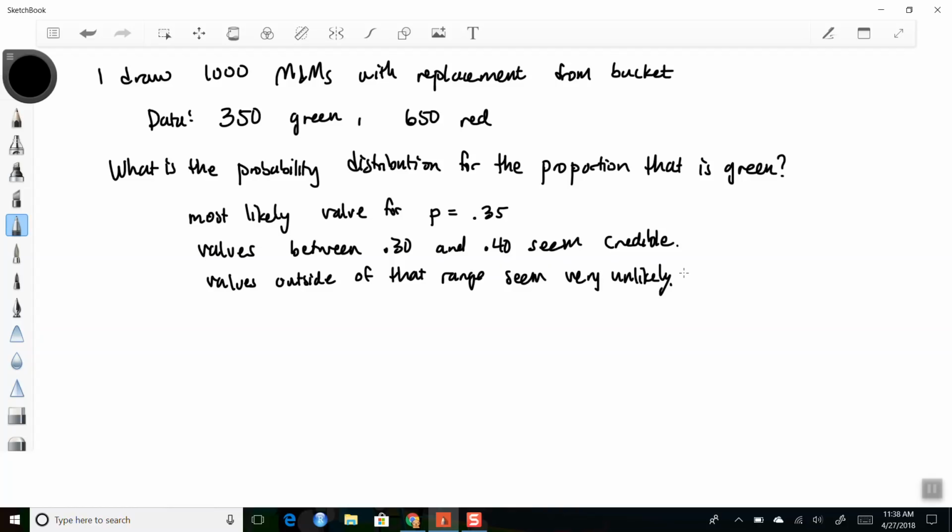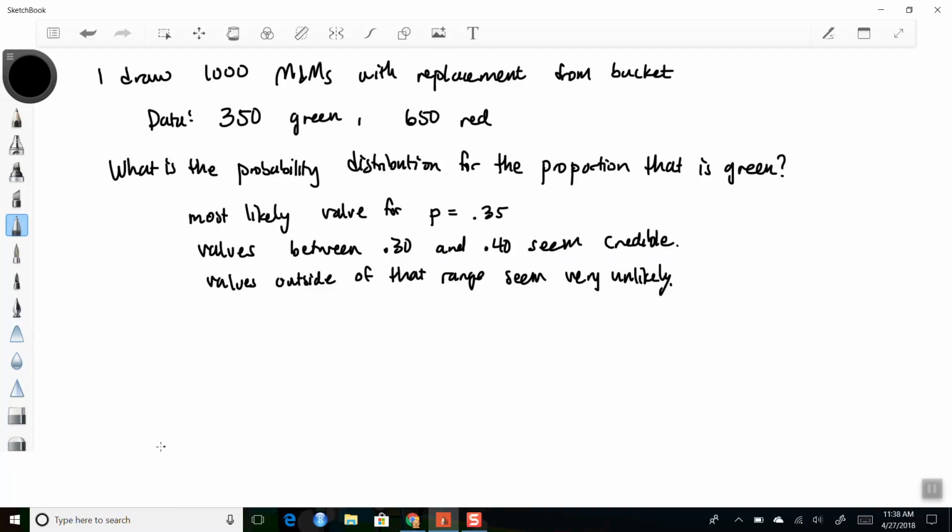I mean, is it possible that the proportion that's green is 50%? It's technically not impossible, but that means we would have to get this really, really bizarre sample where I happen to get 150 too many reds and 150 too few greens, which seems to be incredibly unlikely, okay?